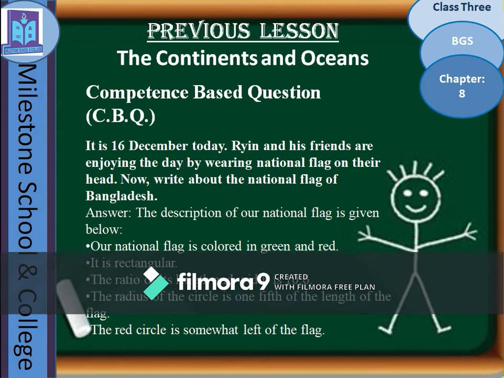Our national flag is colored in green and red. It is rectangular in shape. The ratio of its length and width is 10:6. The radius of the circle is 1/5 of the length of the flag. The red circle is somewhat left of the center of the flag, which we see in the flag. That is the end of our CBQ question. Okay. Now we will start our today's lesson.